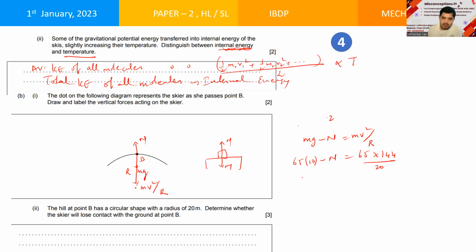So this should now be 650 minus N equal to 65 into 144.